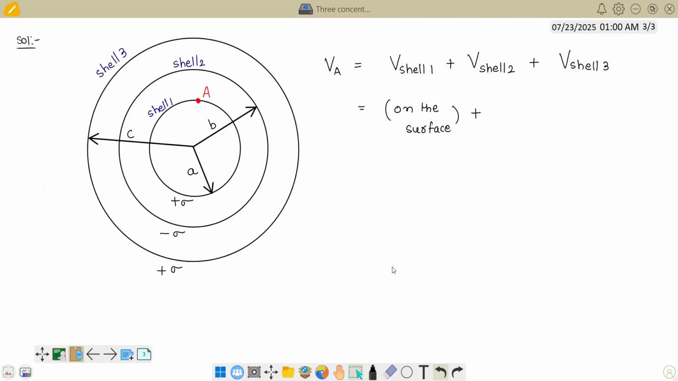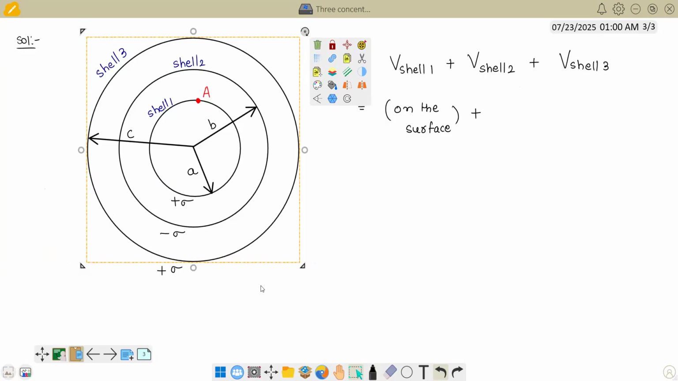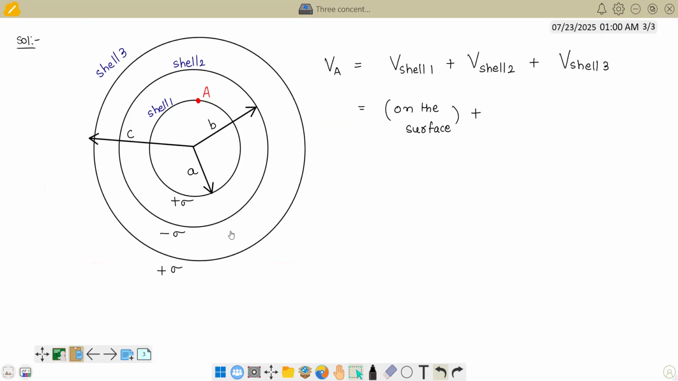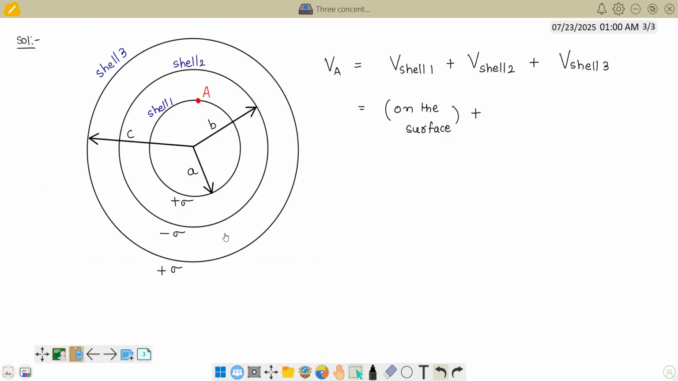This is my shell 2. For shell 2, where is this point located? If you can see, this point is located inside shell 2. This is my shell 3, and whatever is inside is shell 2. This point A is located inside shell 2. Since it is located inside, for shell 2 this point is inside. Then for shell 3, this outer layer is called shell 3. Where is this point A located?